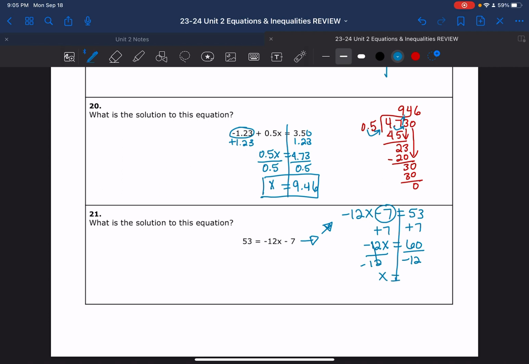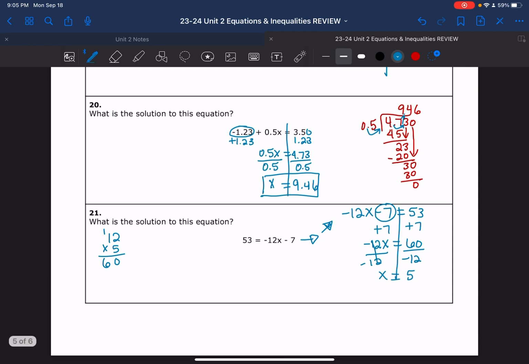Okay, now I know that if I do 12 times 5, 5 times 2 is 10, 5 times 1 is 5, plus 1 is 6, so that is 60. That means that 5 is going to be my answer. Is it going to be positive or negative though? So if we do this, 60 is a positive, negative 12 is a negative, and I'm left with a negative. So my answer is negative 5.